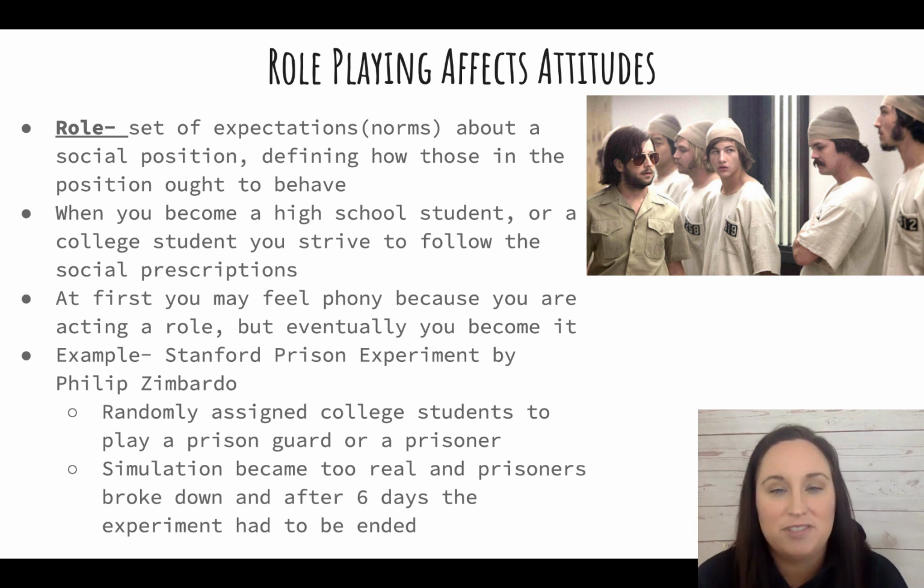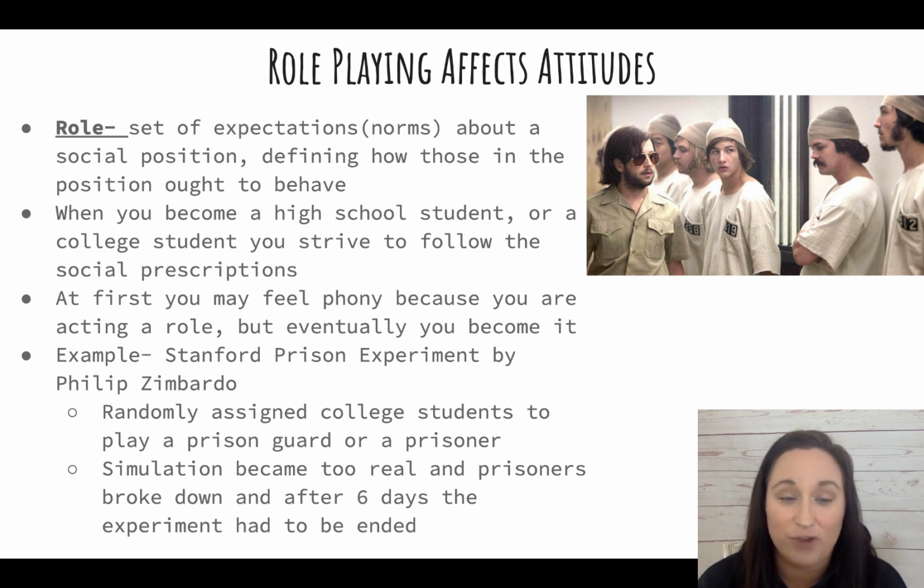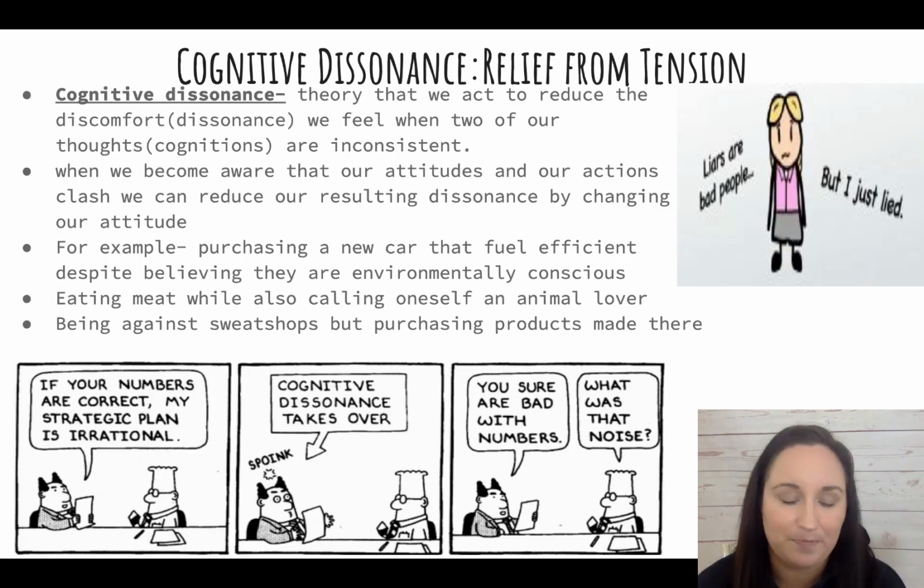Philip Zimbardo's Stanford prison experiment is a good example of this, where he randomly assigned college students to play either a prison guard or a prisoner. The simulation became so real and so intense for many of the prisoners that they had to stop it short, 6 days after it started, because people were having psychological distress. The roles that the guards and the prisoners were playing started to become themselves, even though they knew they were in an experiment.